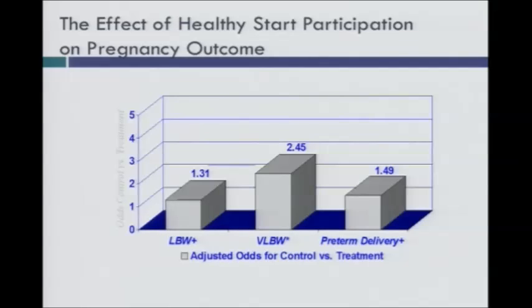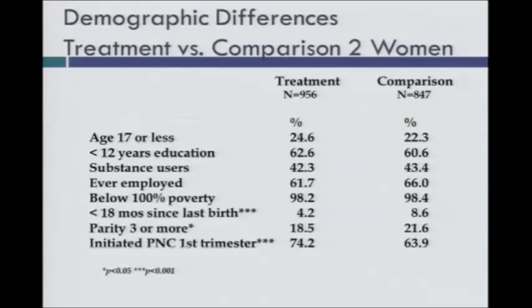Yes? I just had a question. So the adjusted odds, how was it adjusted? We adjusted for, what did we adjust for? We adjusted for, I think, the ways in which they were different. So whether they had a short interpregnancy interval, and I'm not sure, I think that might have been it. We might have adjusted for a few other things. Was it a regression? Yeah.